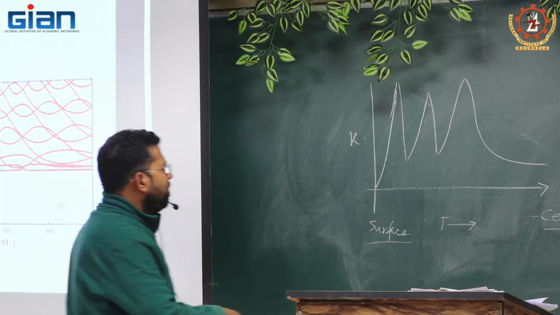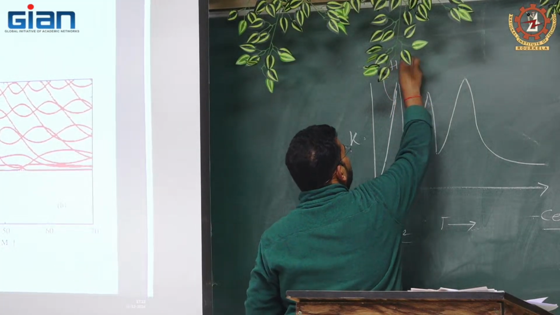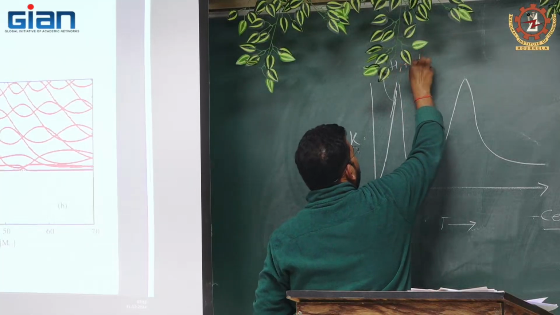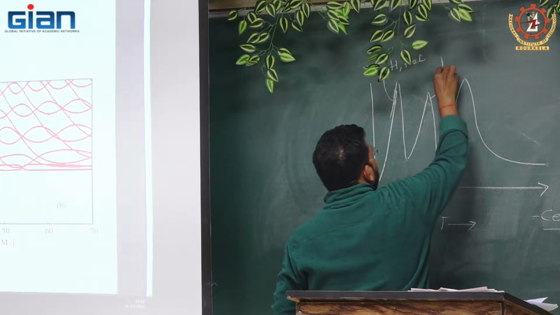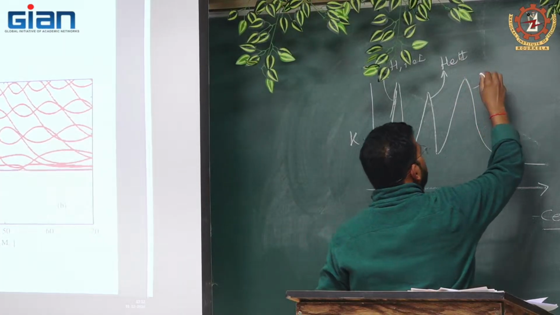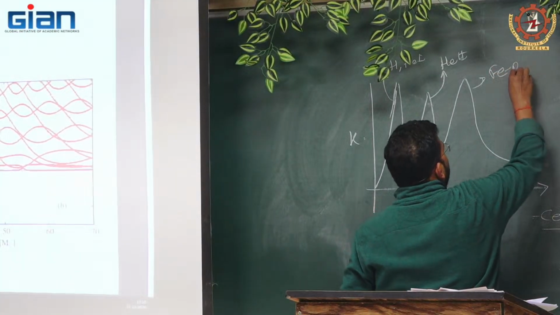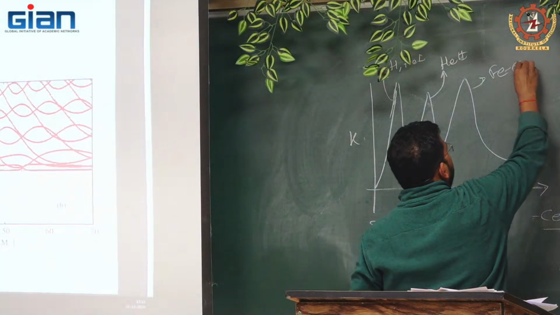Yes. The first one is hydrogen and first helium. What about the second one? Helium 2. What about the third one? Heavier elements, right? Iron group elements, or iron opacity. Sometimes it is referred to as the iron opacity bump.